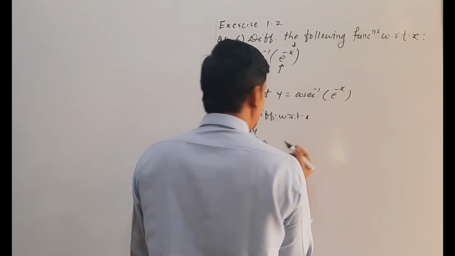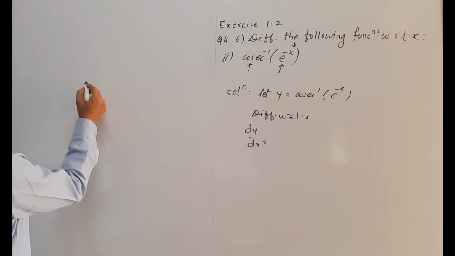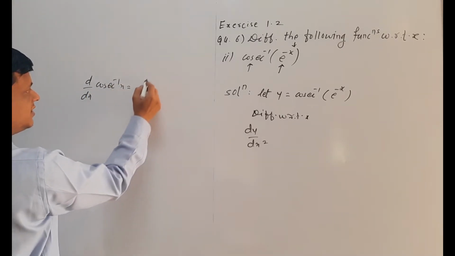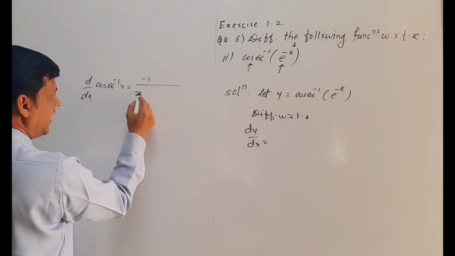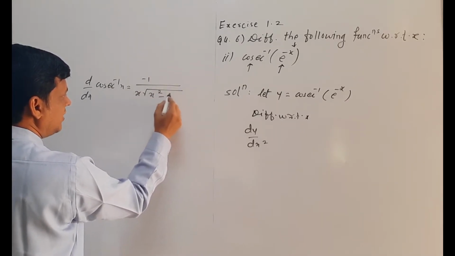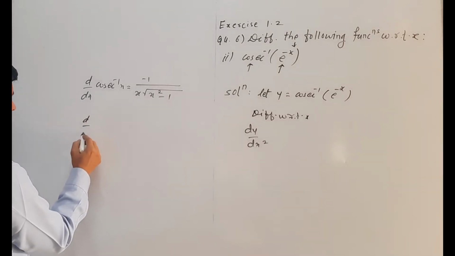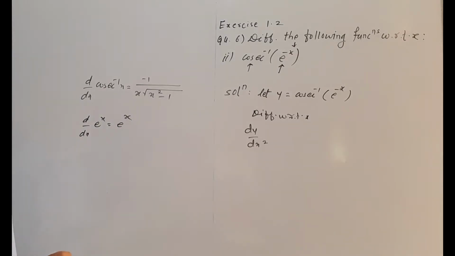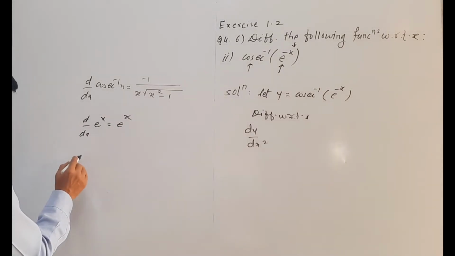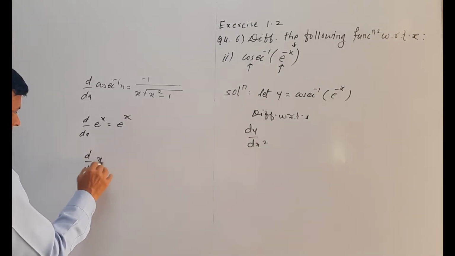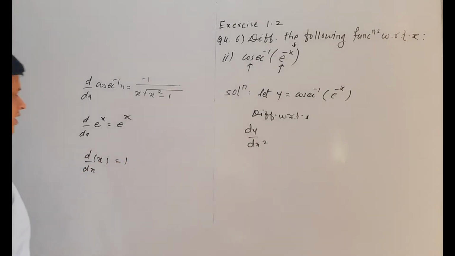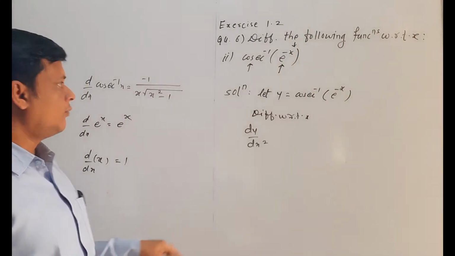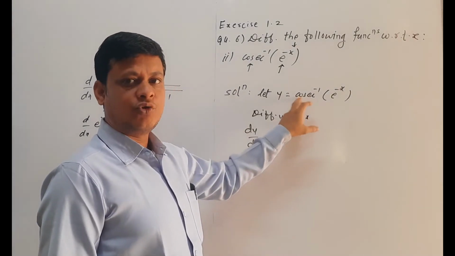Derivative of cosec inverse x. So first we write the formulas: d by dx of cosec inverse x is equal to minus 1 upon x into under root x square minus 1. Then next we have to find the derivative of e raised to the power x. Derivative of e raised to the power x is e raised to the power x. Then we have to find the derivative of x, and we know that the derivative of x with respect to x is 1. So we have to use 3 standard forms to differentiate this composite function.